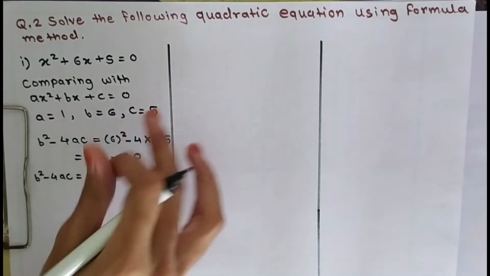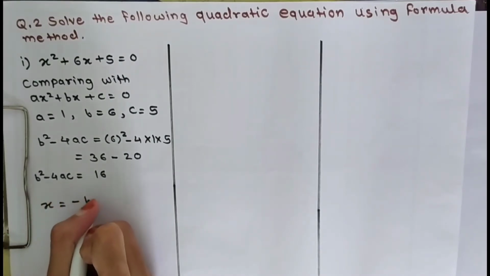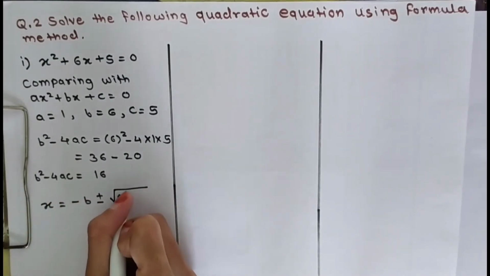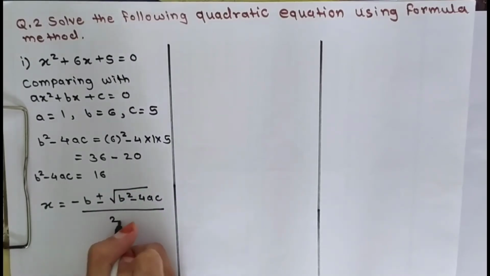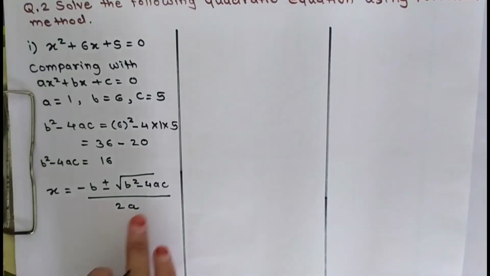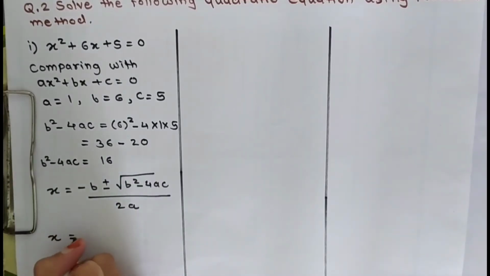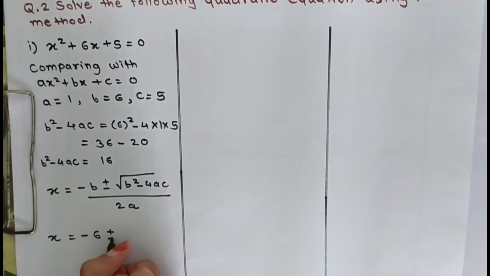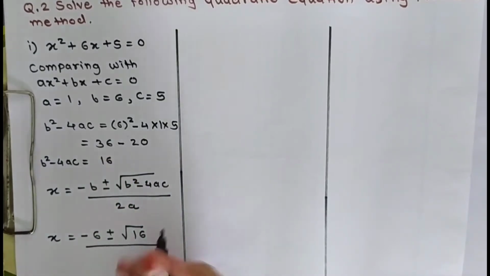Now, our formula for finding the solution of a quadratic equation is what? x is equal to minus b plus or minus root of b square minus 4ac upon 2a. Okay. So, b square minus 4ac, that we found is 16. So, here put values. Minus b means b is 6. So, minus 6 plus or minus root 16, b square minus 4ac is 16, upon 2a. 2 multiplied by a is 1.